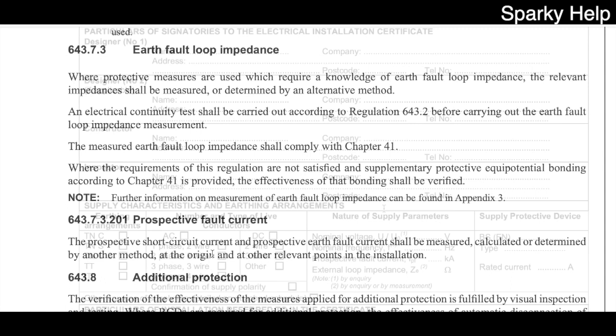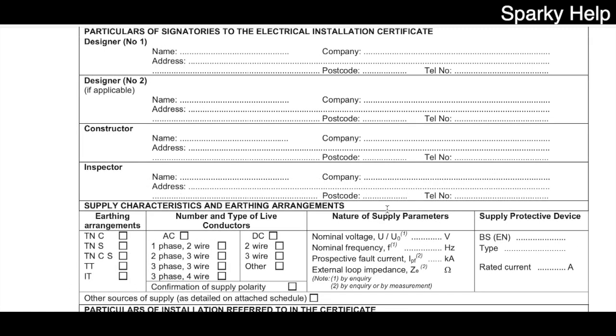they are installed. Looking at the electrical installation certificate, which is obviously where you're going to record this, and its nature of supply parameters relating to the earthing system that you have come across, obviously nominal voltage, so U and U0, which means line to line for U or line to earth for U0, and then the frequency.